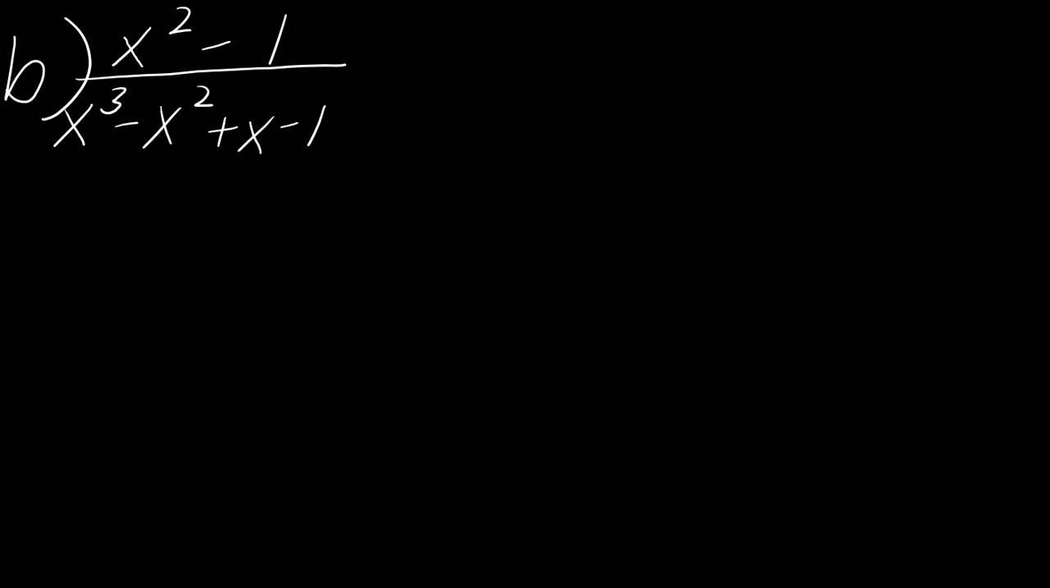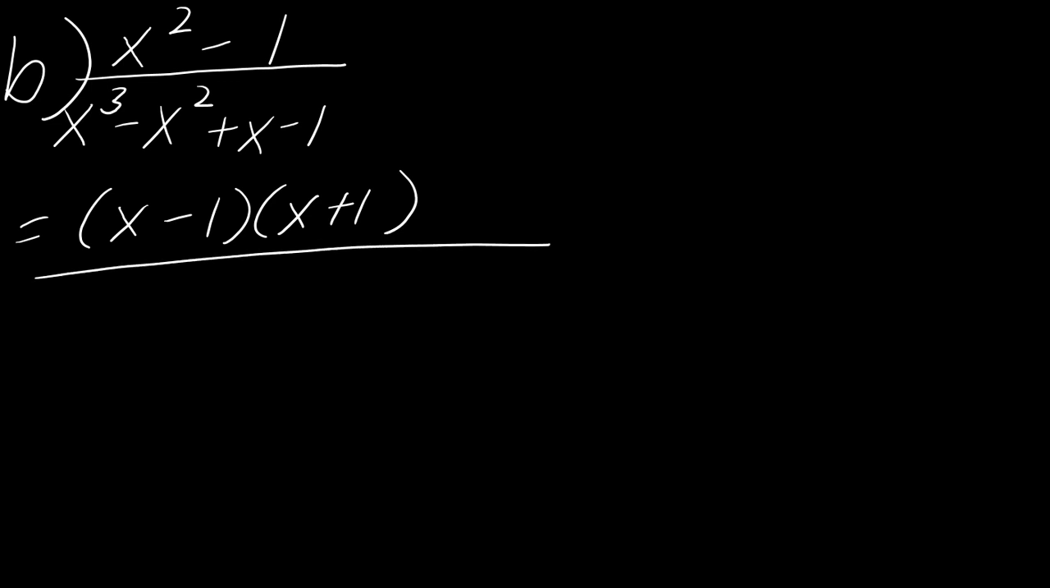Okay, so moving on to b here. Now I've got x squared minus 1 over x cubed minus x squared plus x minus 1. The fact that this has 4 terms is just screaming to use the grouping method. So let's start by factoring the top, which is x minus 1, x plus 1. And then let's factor the bottom. So we have to use grouping.